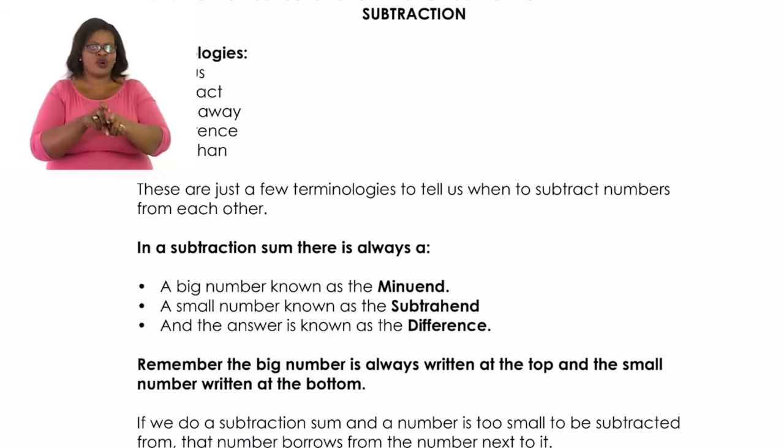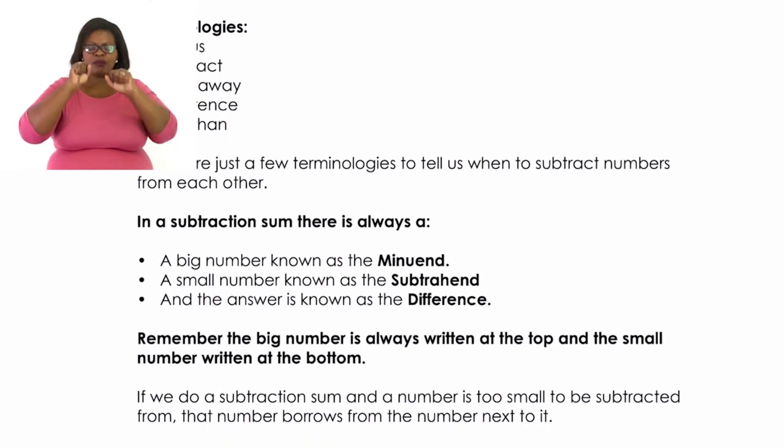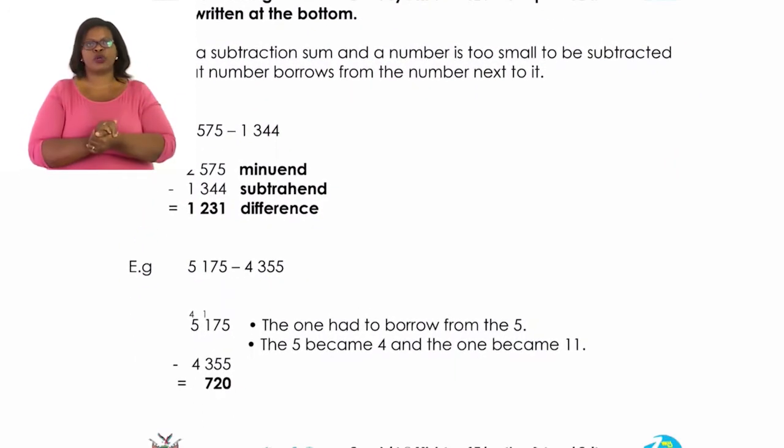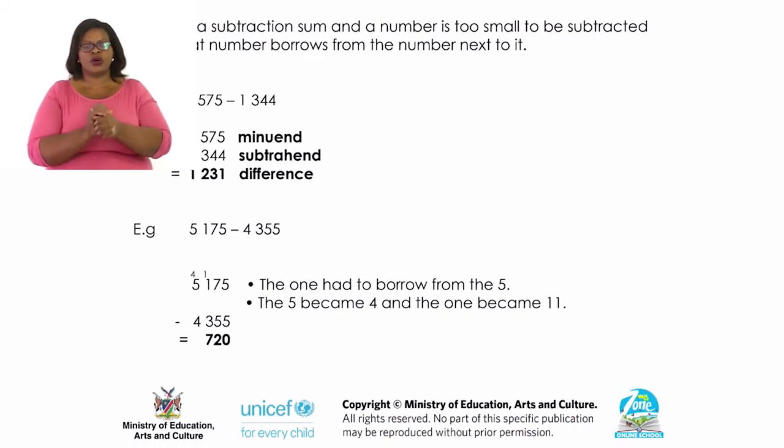Now, when it comes to a subtraction sum, there is one basic rule. Remember, the big number is always written at the top and the small number is always written at the bottom. So if we do a subtraction sum, this is just a clue. If a number is too small to be subtracted from, then that number borrows from the number next to it. Now let's go through a few examples.